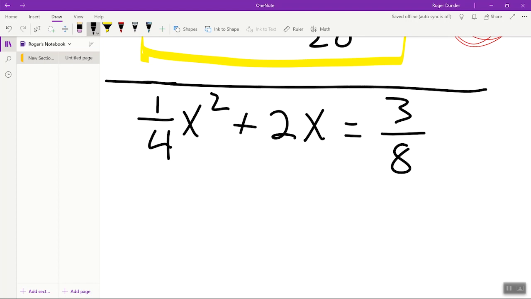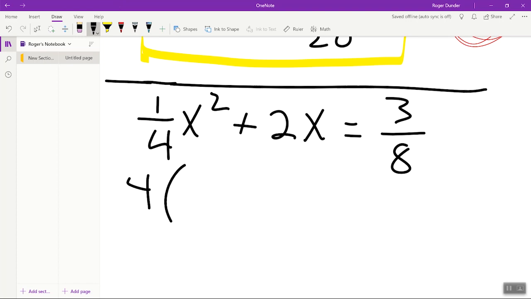So we've already completed step 1, or it's completed for us. The constant is on the right and the variables are on the left. Second step, we need to make sure that the coefficient of x squared is equal to 1. Right now it's not 1, it's 1/4. What do you have to multiply 1/4 by to get 1? 1/4 times 4 equals 1. So I'm going to multiply the left side of this equation and the right side of this equation by the number 4 to eliminate that fraction in front of the x squared.